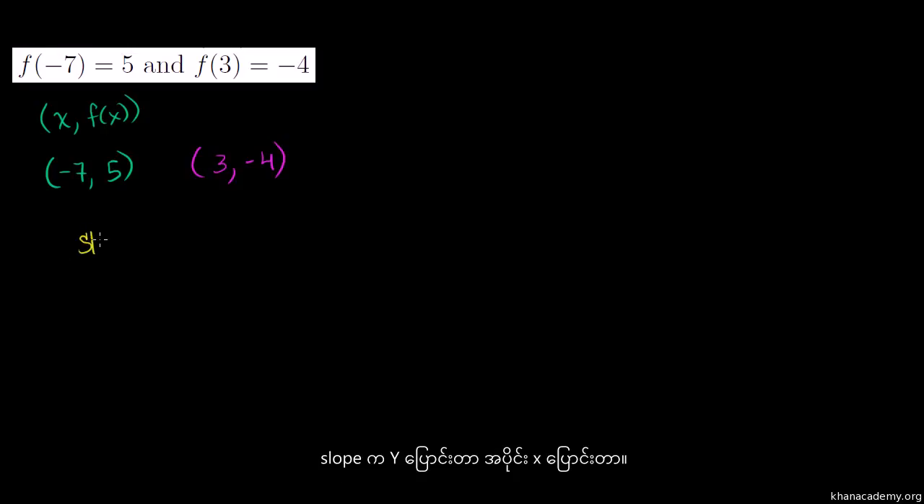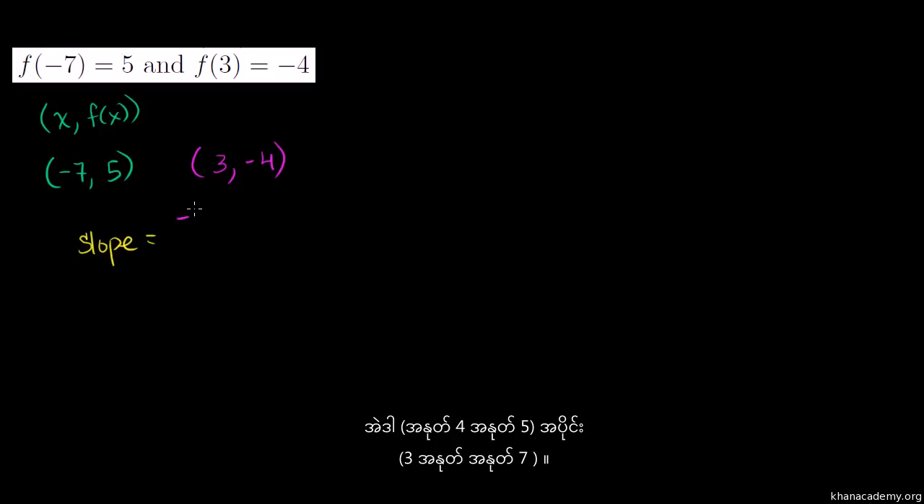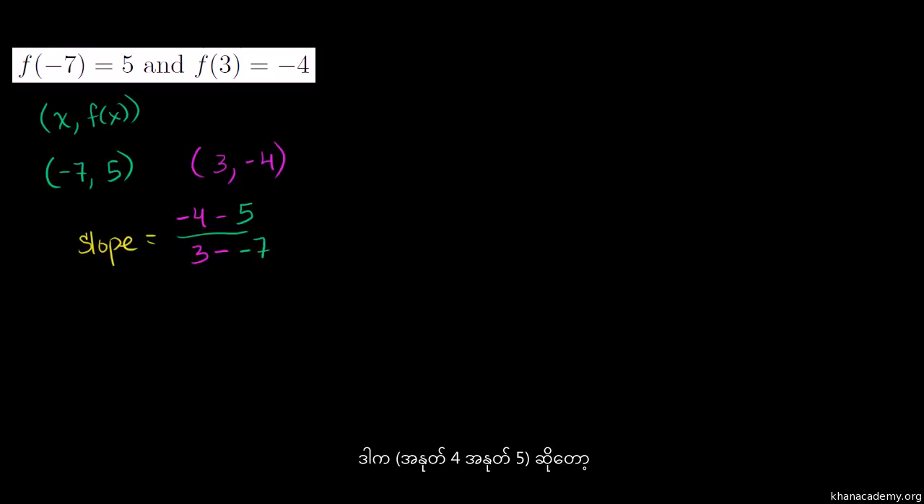So the slope, which is equal to change in y over change in x. So let's do this. It's -4 minus 5 over 3 minus -7. And this is going to be equal to -4 minus 5 is -9. And then 3 minus -7, that's the same thing as 3 plus 7, that's 10. So the slope is -9/10. And so to put this in point slope form is really easy.